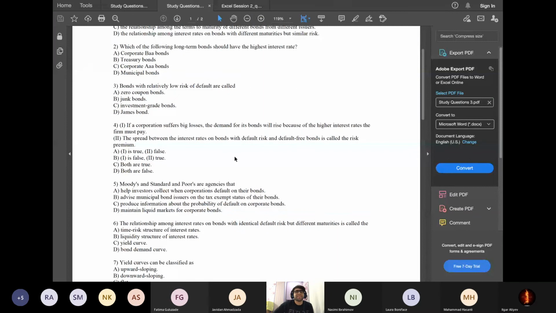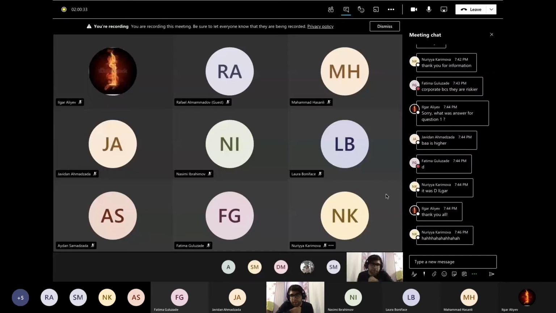If a corporation suffers from big losses, the demand for its bonds will rise because of higher interest rates the firm must pay. The spread between interest rates on bonds with default risk and default-free bonds is called the risk premium. First one is false, second one is true. Why is the first one false? Can any one of you explain it?